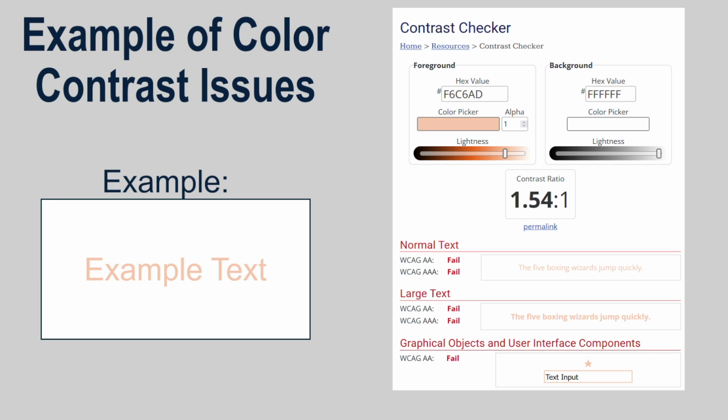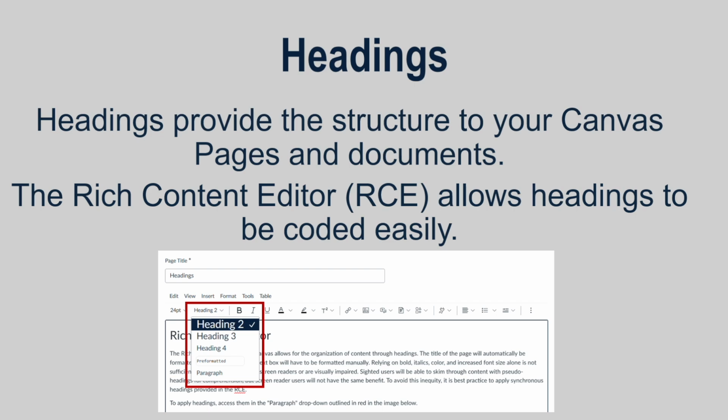Here's an example of a color contrast issue. We have a peach text on a white background. I've plugged in the hex values for both the text and the background, and our contrast ratio is 1.54 to 1. So we fail normal text, large text, and graphical objects and user interface components when considering the WCAG AA standard. Now let's talk about headings.